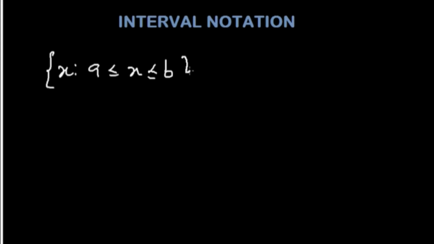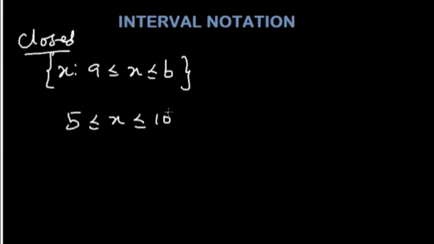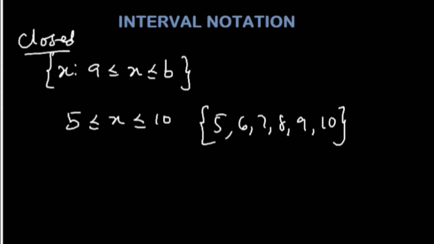Okay, this is a closed interval. That means both bounds are involved. Suppose you have 5 less or equal to x less or equal to 10. It means that you are writing 5, 6, 7, 8, 9, and 10. Can you see that this 5 here and 10 are both included? That is a closed interval. So the upper bound and the lower bound are both included in the set.